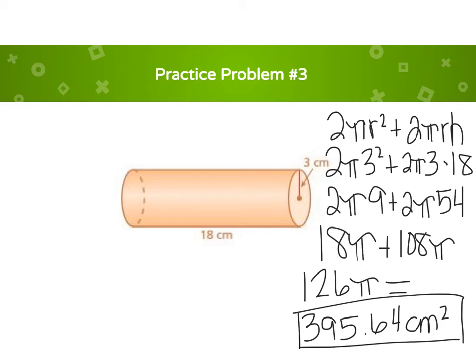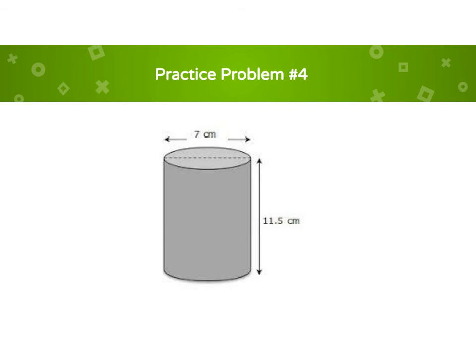Okay, here's what I got for an answer. 395.64 centimeters squared, and make sure you have that label because that is super important. All right, practice problem number 4. The big difference with this one, so let's go ahead and I want to highlight that difference. It's right here.